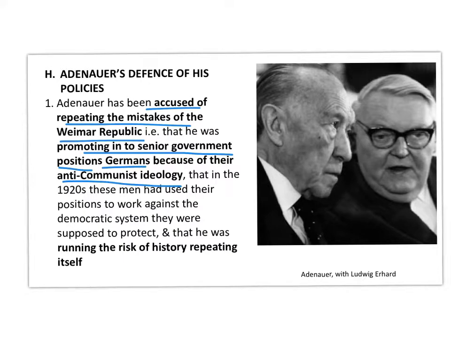And as you know, in the 1920s, the Prussian Junkers, who had been kept in their positions, had used their positions to make Weimar democracy unstable. They were supposed to protect democracy, but they weakened democracy and put Hitler into power. So at the time, many people criticised Adenauer and said, you're making the same mistake and therefore you are running the risk of history repeating itself. If you put key Nazis into key positions in West Germany, then at some point in the future, democracy will become unstable and a new Hitler will take control of West Germany.